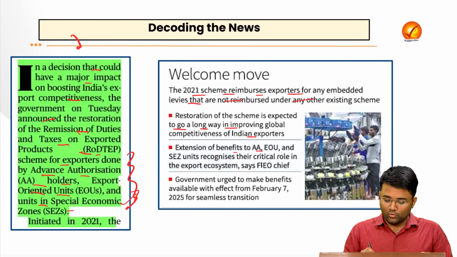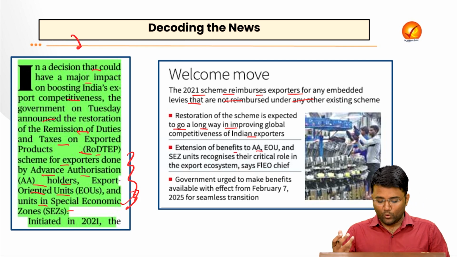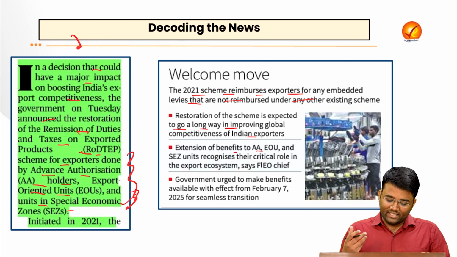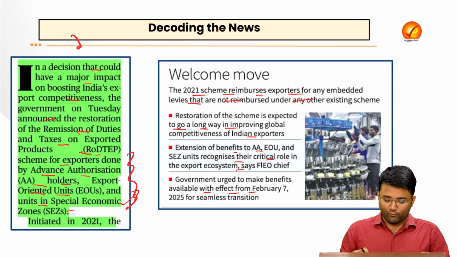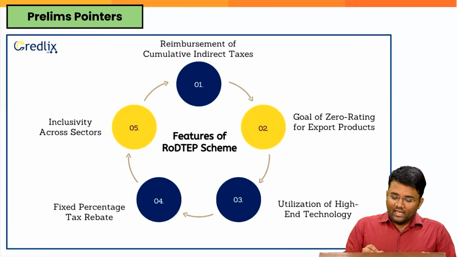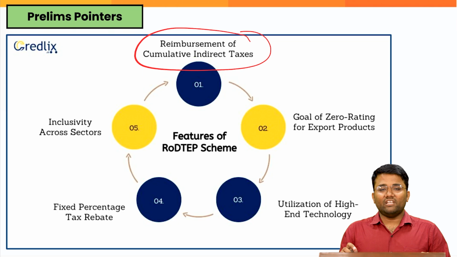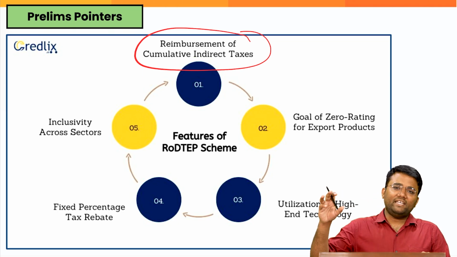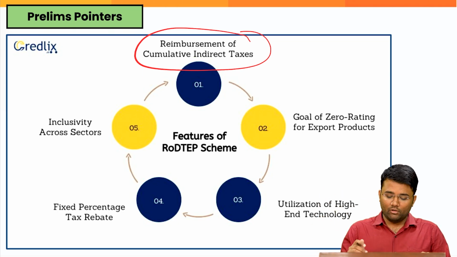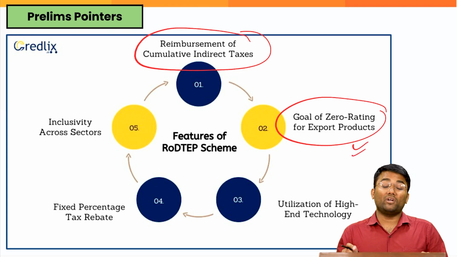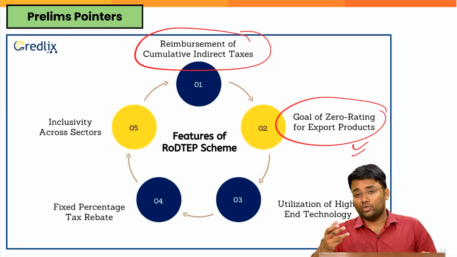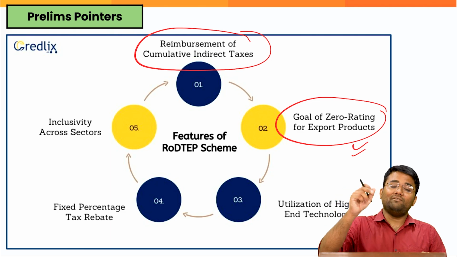Extension of benefits to the advance authorization holders, export oriented units and SEZs will recognize their critical roles in the export ecosystem, and government has urged to make benefits available with effect from February 7. Also, under this reimbursement of cumulative indirect taxes, all the mandi taxes and the local level taxes will be given back. It will ensure the goal of zero rating for the export products, so that our exports can be promoted, our exports become more competitive at the global level.